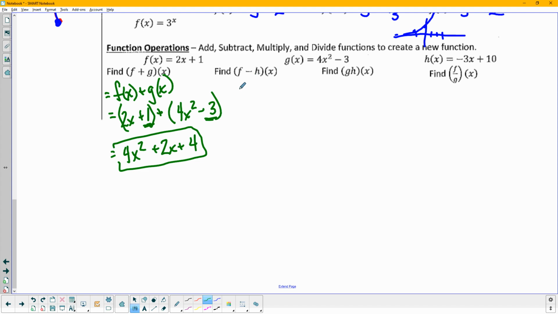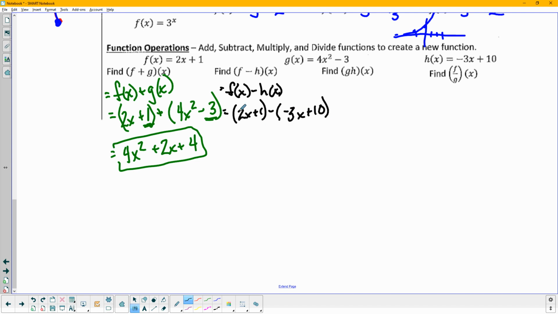Subtraction is about the same thing. I'm using some different functions here, so I should note that. Actually, I'm going to switch colors because they're right next to each other. I am going to get f of x minus h of x. It's helpful to write it this way because then I'm just going to take what f of x is, write that down here. I'm going to subtract what h of x is, negative 3x plus 10.